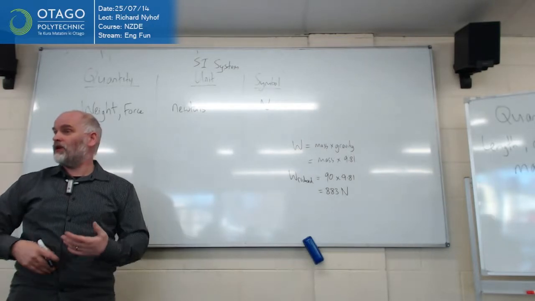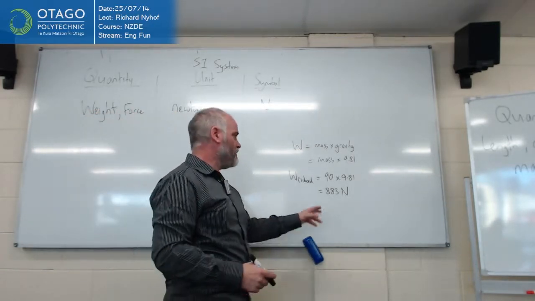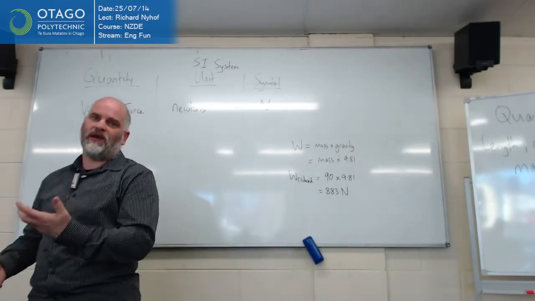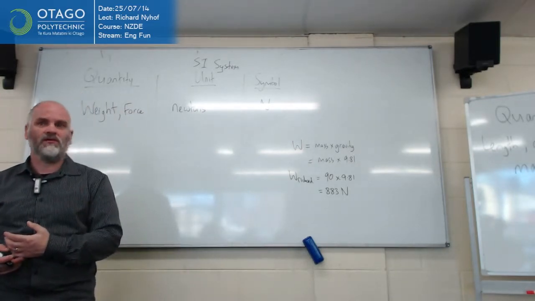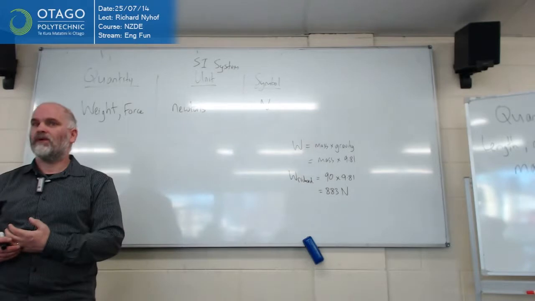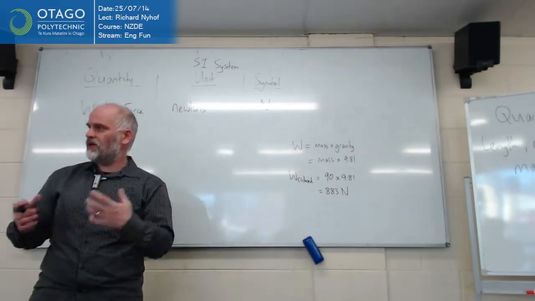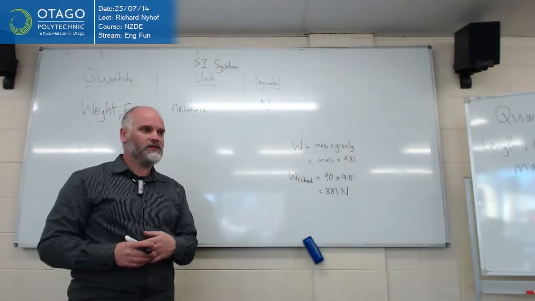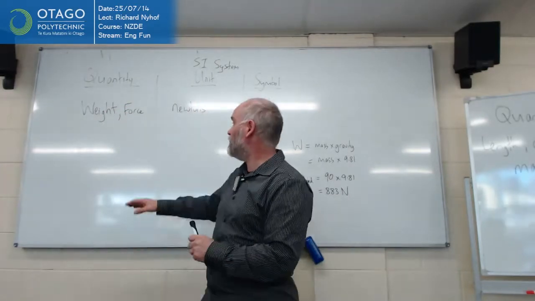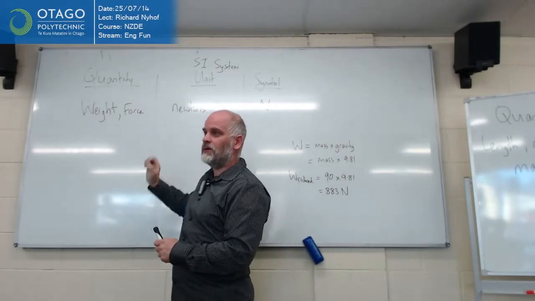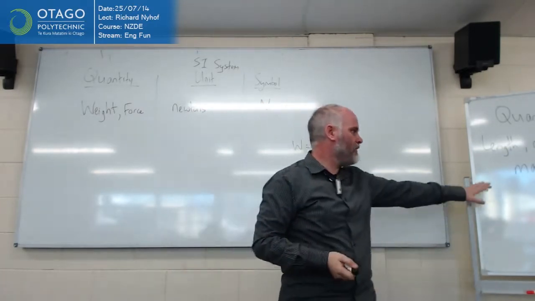If I went to the moon, my mass would still be 90 kilograms, but my weight would be somewhere down about 150 newtons. So quite an important difference between mass and weight. Make sense? Weight is a force measured in newtons, which is different from a mass.